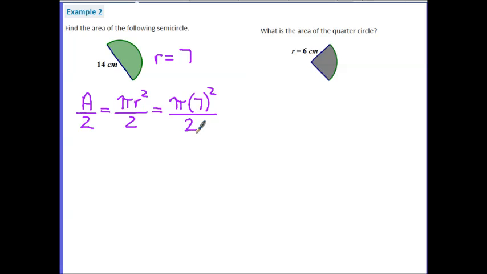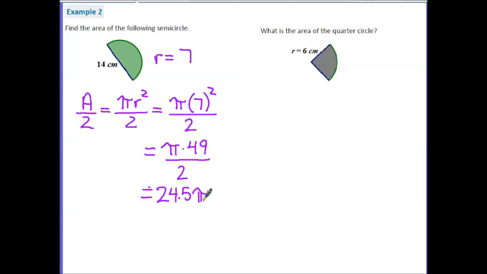Again, you have to follow order of operations, so you should not be dividing before you raise to a power. Here I will get pi times 7 squared, which is 49, divided by 2. And then I can go ahead and divide by 2. 49 divided by 2 gives me 24.5 pi.